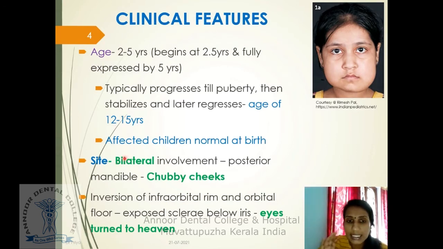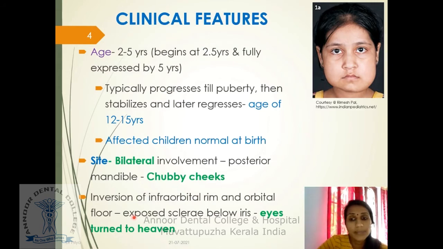Now the site is mainly your mandible, more common in the posterior mandible, and it's basically a bilateral involvement. So that is why it looks like plump cheeks on both sides, or it has the appearance of a cherub. The bilateral involvement will give the appearance of chubby cheeks.